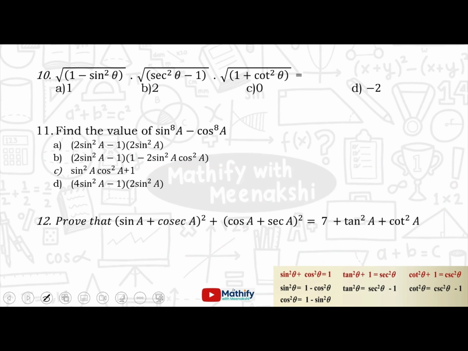Prove that sine A plus cosec A whole square plus cos A plus sec A whole square is equal to 7 plus tan square A plus cot square A. You can see whenever we have a whole square, let's use this because we have an identity for sine square and cosec square. So let's take the A plus B whole square. That is sine square A plus cosec square A plus 2 sine A cosec A.